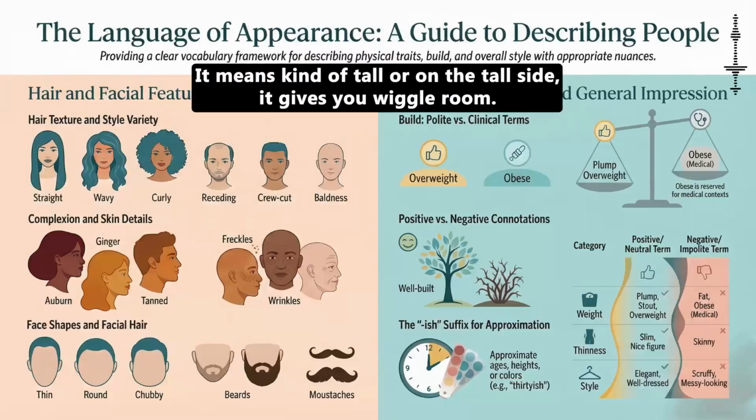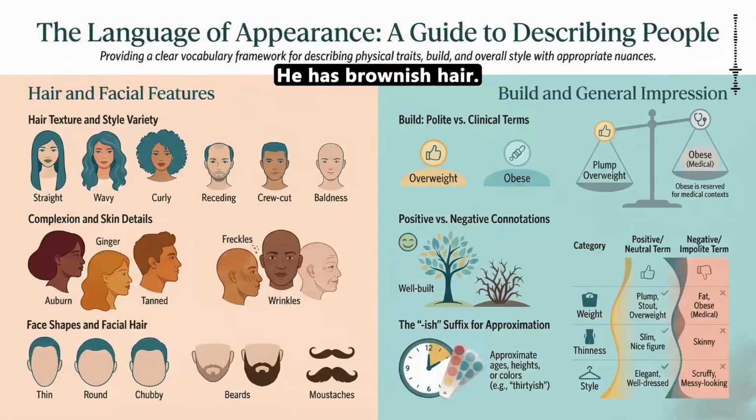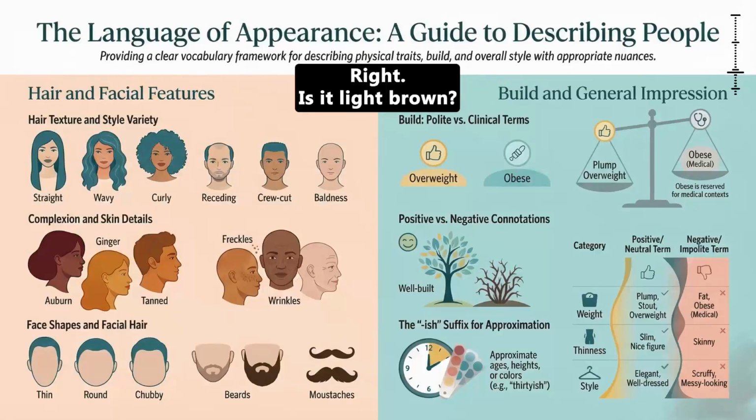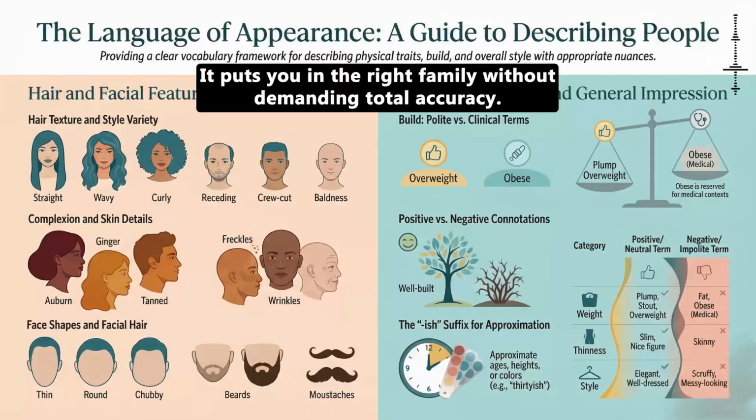It gives you wiggle room. If you're wrong, you're not that wrong. The text gives another example. Yeah. He has brownish hair. Right. Is it light brown? Dark blonde? Who knows? It's brownish. It puts you in the right family without demanding total accuracy.